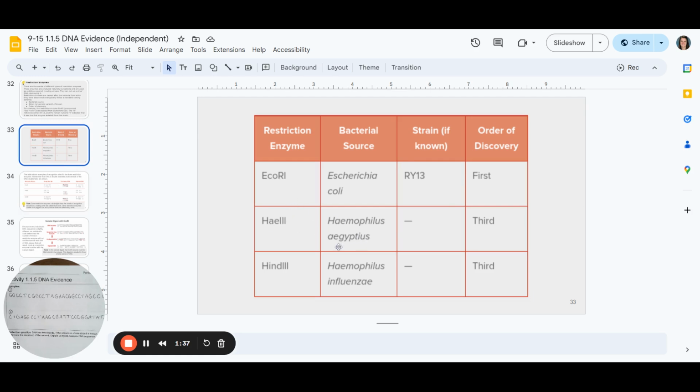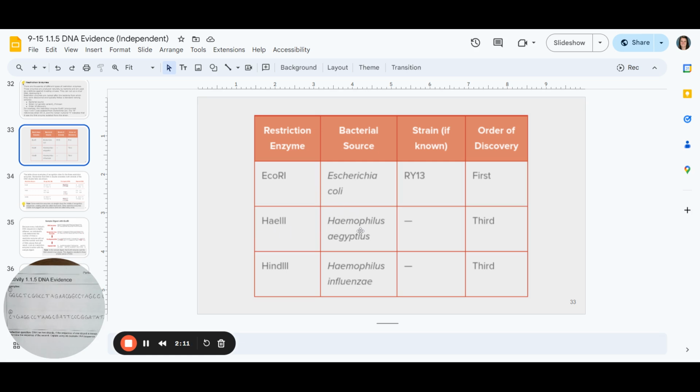Here are some examples of restriction enzymes, where they were originally discovered, their strain if it's known, and the order of discovery, which helps you figure out the name of that particular restriction enzyme. So EcoR1 is short for Escherichia coli, that's the Eco. RY13 becomes the R, and it was the first strain of that bacteria discovered, so EcoR1.